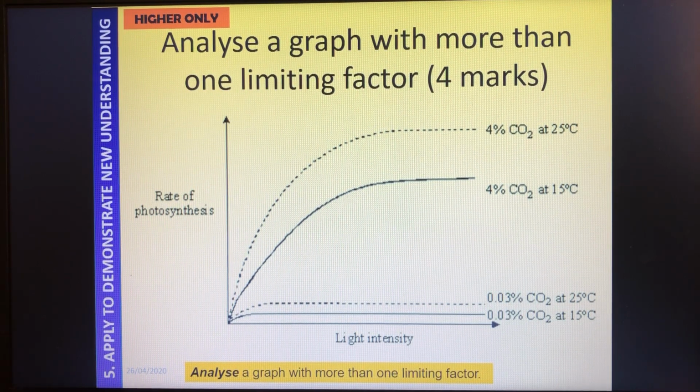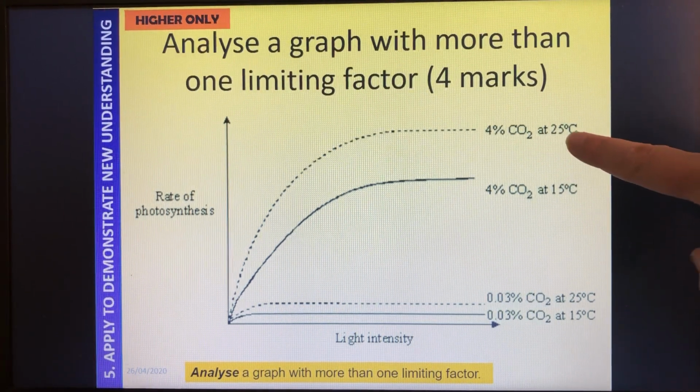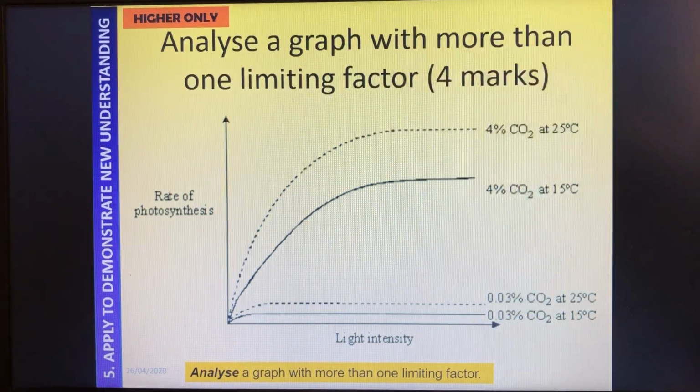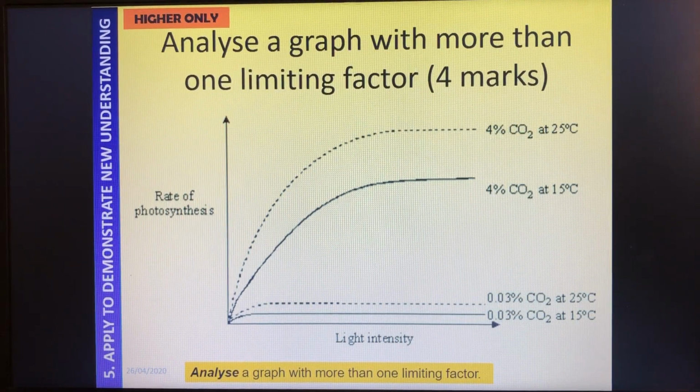Our ultimate conditions are 4% carbon dioxide, 25 degrees C, and a light intensity at about two thirds of the way along the scale there. If you need extra time on this slide, then pause now. If you find that difficult, then don't panic too much because it is higher content.